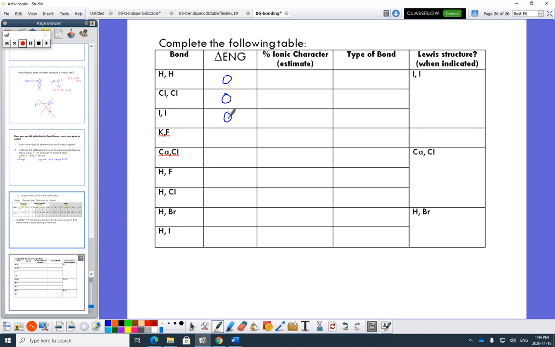Again, because it's kind of a continuum, there's another thing you can do called percent ionic character. So the first row in this table is delta ENG.